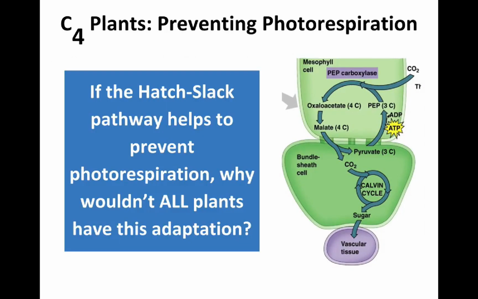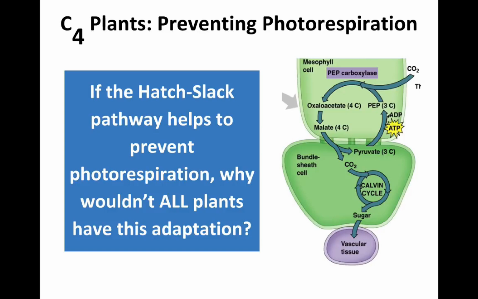And so I have a quick question. If the Hatch-Slack pathway helps to prevent photorespiration, why wouldn't all plants have this type of adaptation? And the reason for this is really twofold. The biochemical pathway exists only in plants whose ancestors had a mutation that caused that adaptation, which turns out to be favorable to them. You have to remember that organisms can't simply choose which pathway to use. They're at the mercy, whether that be for better or for worse, of their species' evolutionary history.